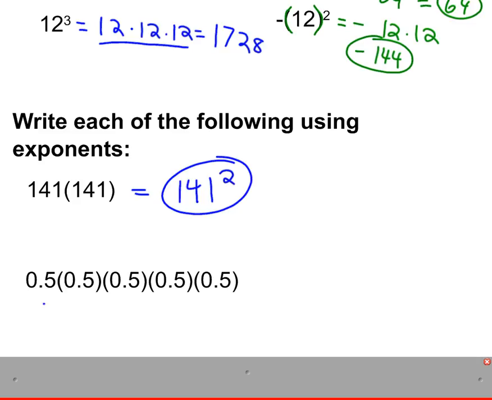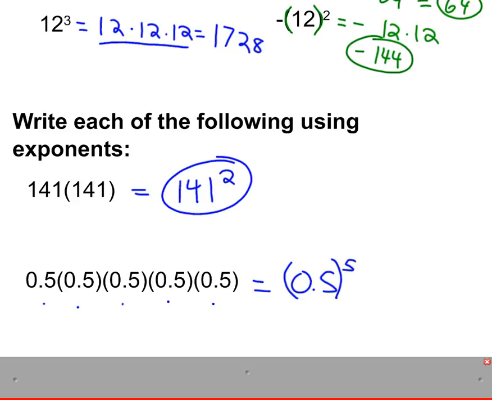There's 1, 2, 3, 4, 5 times it's multiplied by itself. Since it's multiplied by itself, there's repeated multiplication, and we can use an exponent. And we're going to raise that to the 5th power. And if you want to be safe, you can put it inside of parentheses. So it's the whole 0.5 raised to the 5th power.